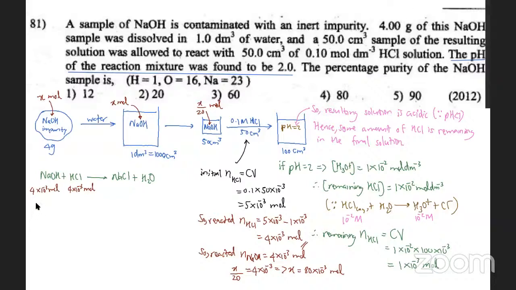First let me find out the molar mass of sodium hydroxide. That is 23 plus 16 plus 1, and it is 40 gram per mole. So the mass of sodium hydroxide in the initial mixture will be the number of moles into molar mass. We just have found the number of moles, 80 into 10 to the power minus 3 into molar mass 40. I think that will be 3.2 grams, because it's 3200 into 10 to the power minus 3. That is 3.2 grams.